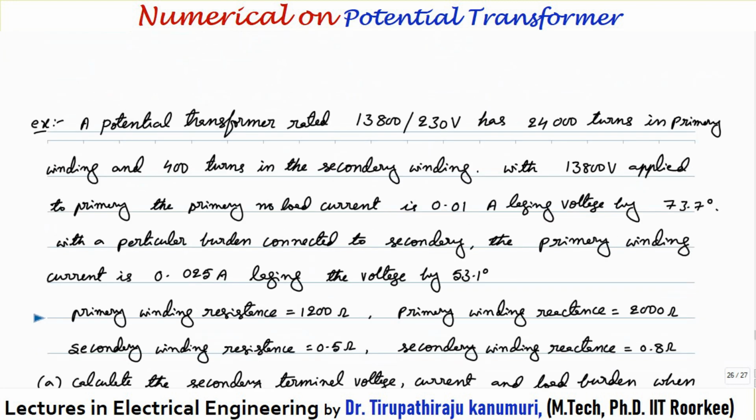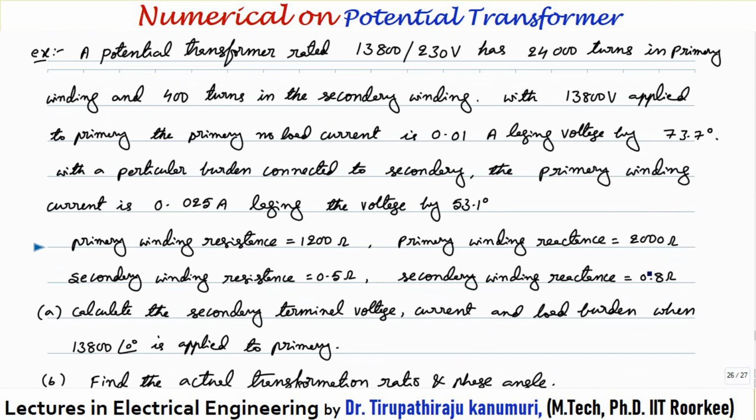So let us take one more example, a little more complex, so that this concept will be clear to you. A potential transformer is rated at 13,800 by 230 volts, has 24,000 turns in the primary winding and 400 turns in the secondary winding. With 13,800 volts applied to the primary, the no load current is 0.01 amperes, lagging voltage by 73.7 degrees, with a particular burden connected to the secondary.